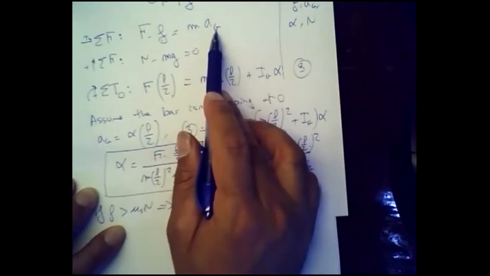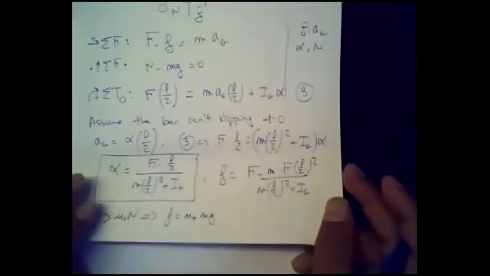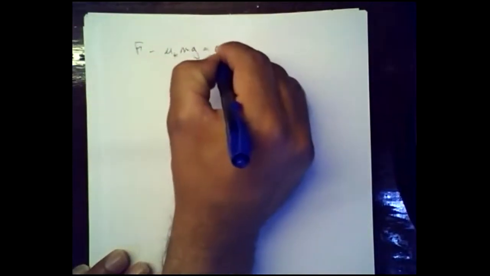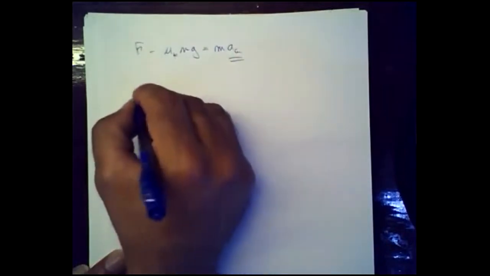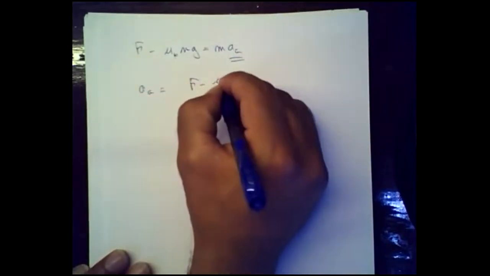Now I'm going to be able to actually get AG directly, right? Okay, I have a question. So here, let me just finish that up. So I'm going to have F minus mu K mg is equal to MAG. So here you are solving AG directly.